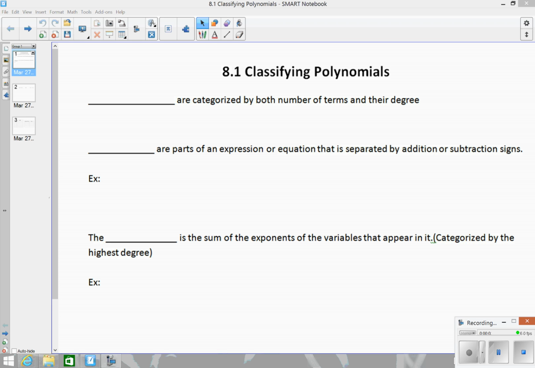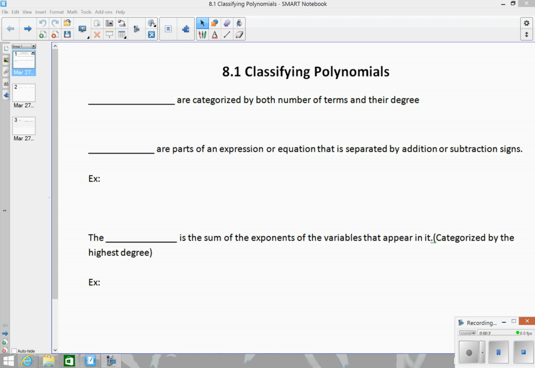Okay, welcome back. Today we'll be entering Chapter 8, dealing with polynomials, starting with polynomials. Through this chapter, you're going to be dealing with a lot of different types of skills and concepts that deal generally with a special type of polynomial. But today we're going to be talking about all different types of polynomials.